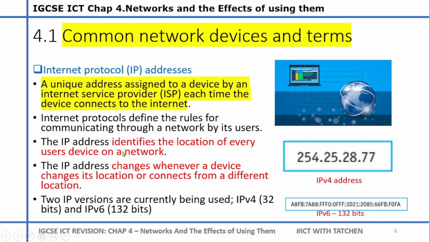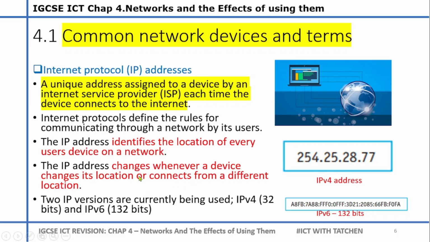Now, the IP address identifies the location of every user's device on a network. Wherever you're located, that is how they can track you using your IP address, because every country has a unique IP allocation. IP addresses change whenever a device changes location. So if you move your device from one place to another, the IP address should also change. Take note of this.